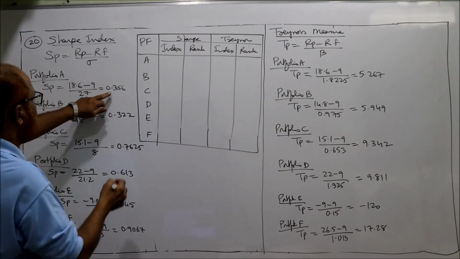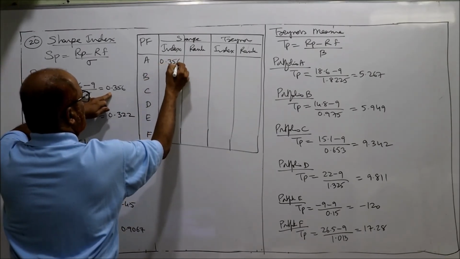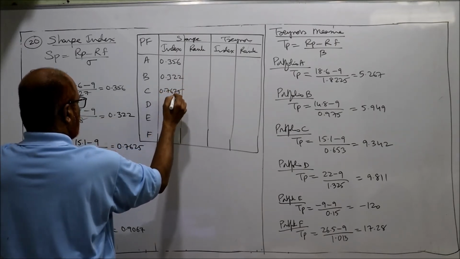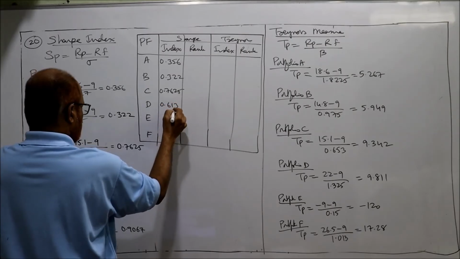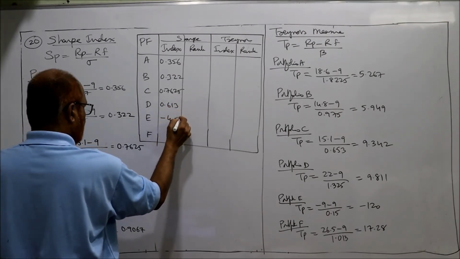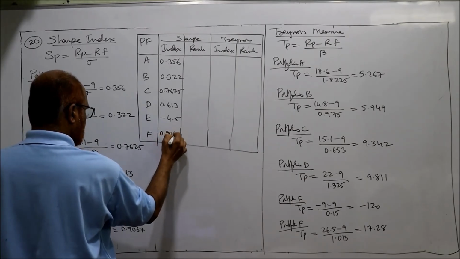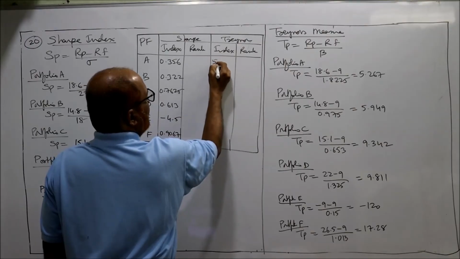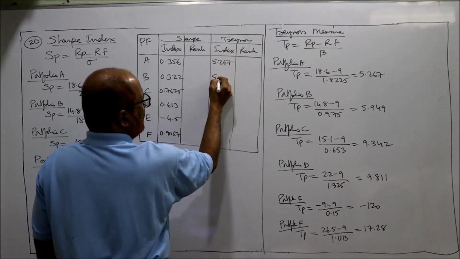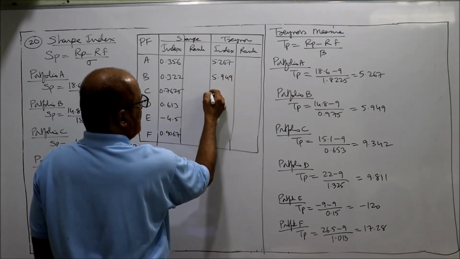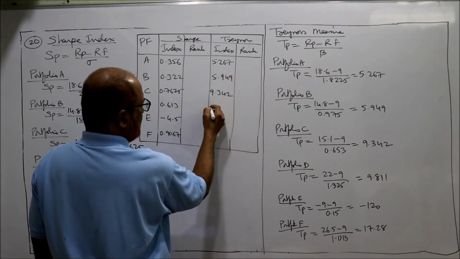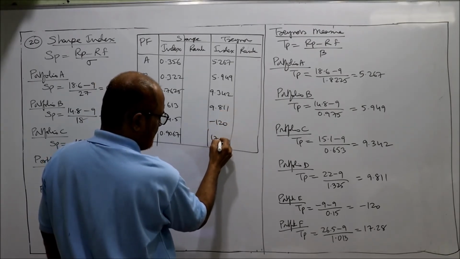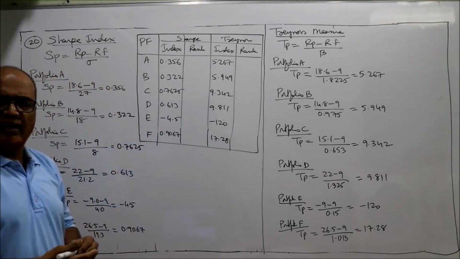Now we'll write down the index. What is the index? 0.356, 0.322, 0.7625, 0.613, minus 4.5, 0.9067. Similarly, the index according to Treynor is 5.267, 5.949, 9.342, 9.811, minus 120, 17.28. That's it. We have taken the indexes.